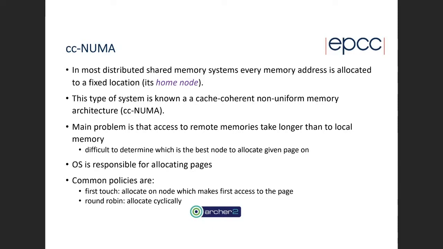And the way that memory is organized here is that every memory address is allocated a fixed location, okay? Again, the node terminology is being abused here, okay? This is a memory node, if you like, not a computing node. Sorry about that. Okay, and this is terminology. This is called a cache coherent non-uniform memory architecture, or CC NUMA system sometimes. So this is where this word NUMA comes from, non-uniform memory architecture.